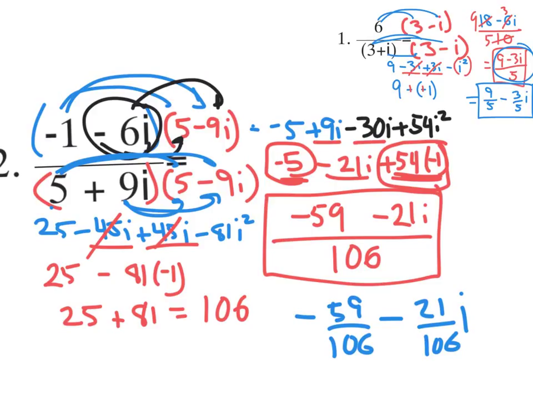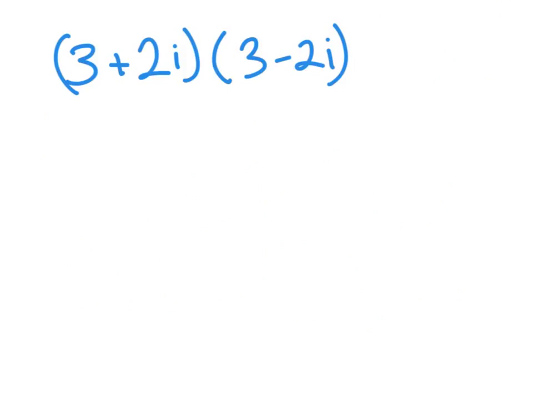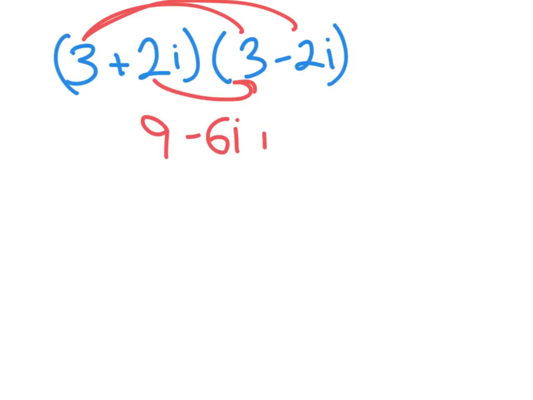But we could do a couple more algebra tricks with complex numbers. So as you can see here, we have a complex number times its conjugate. That'll always make the imaginary parts disappear and just have a real number. So when I distribute, 3 times 3 is 9. 3 times negative 2i is negative 6i. 2i times 3 is positive 6i. Positive 2i times negative 2i is negative 4i squared.